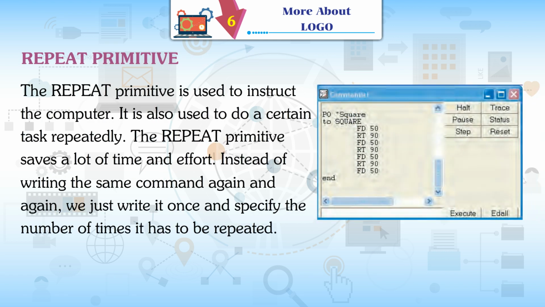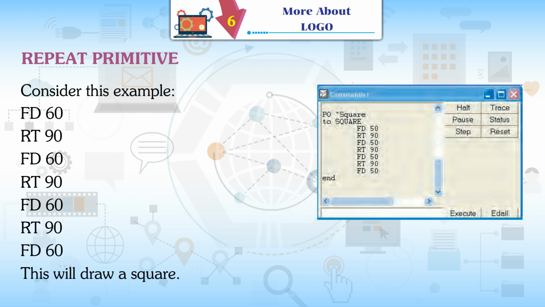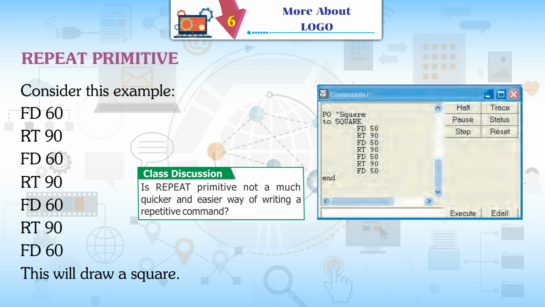Repeat primitive. The REPEAT primitive is used to instruct the computer to do a certain task repeatedly. The REPEAT primitive saves a lot of time and effort. Instead of writing the same command again and again, we just write it once and specify the number of times it has to be repeated. Consider this example. FD 60, RT 90, FD 60, RT 90, FD 60, RT 90, FD 60. This will draw a square.